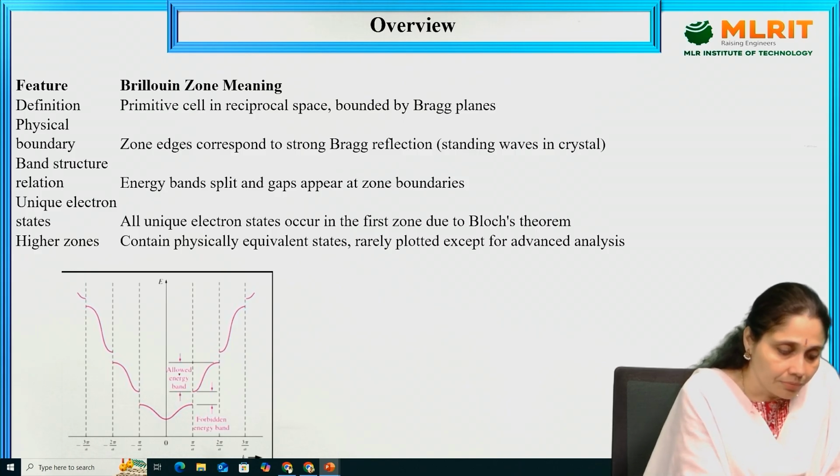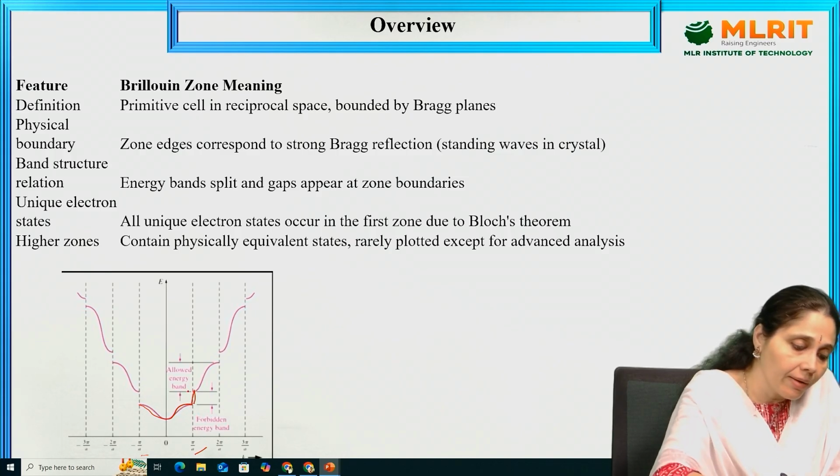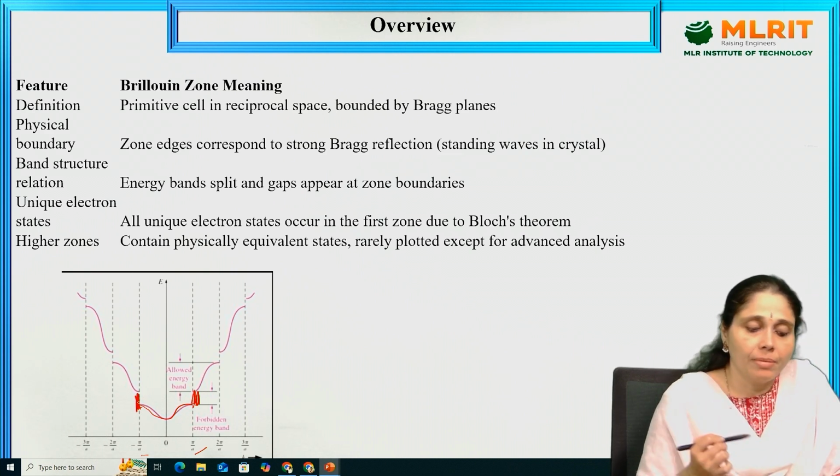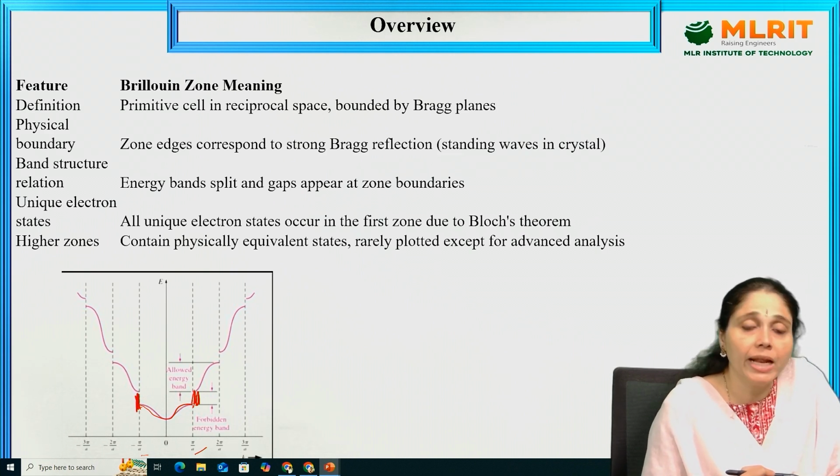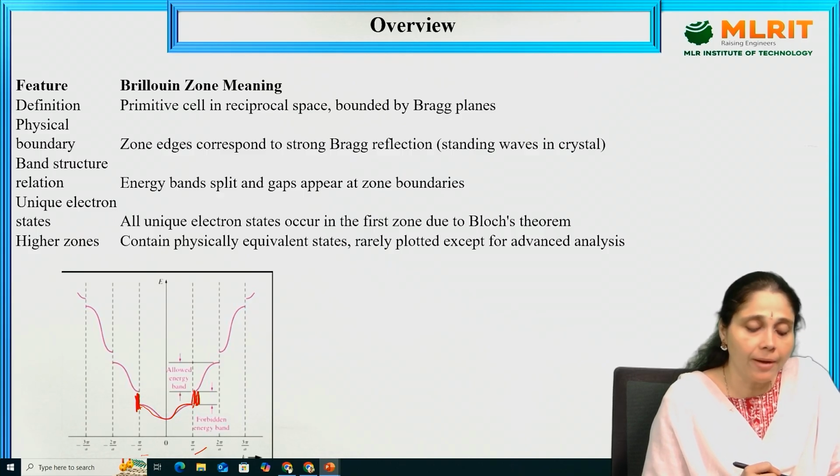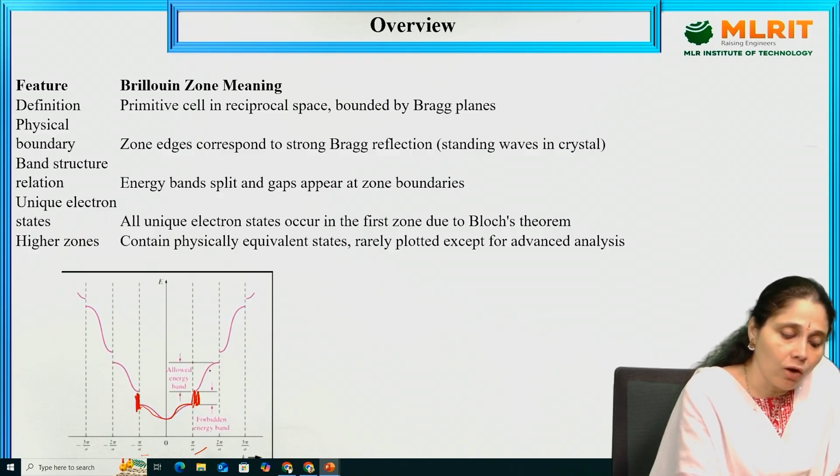So see here, between minus pi by a to plus pi by a, there is a small band, and there is a forbidden energy gap in between these two states. This energy band gap is a forbidden energy gap where the electron will not stay. And next, this is the allowed band. This is again a forbidden band. This is the allowed band.